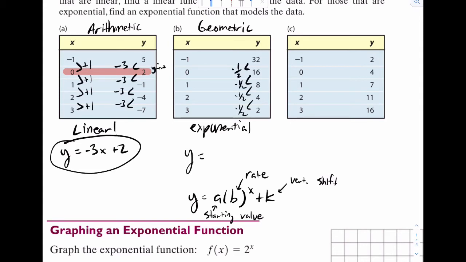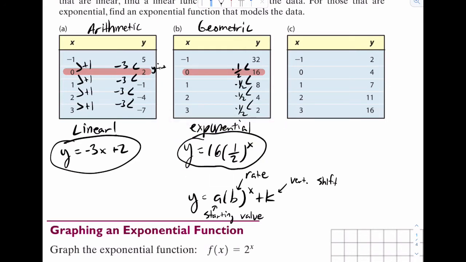Now for starting value, what I mean is this right here, your y-intercept. I can see that the y-intercept is 16, so I want to put 16 right there. The rate is 1/2, so I want to put 1/2. And I just put an x right here, and there it is. There's our exponential function model.